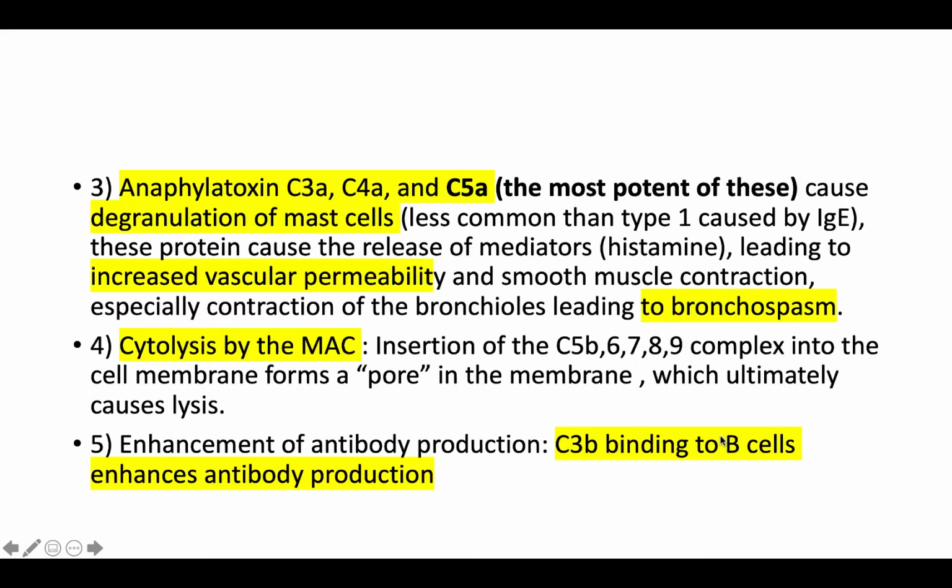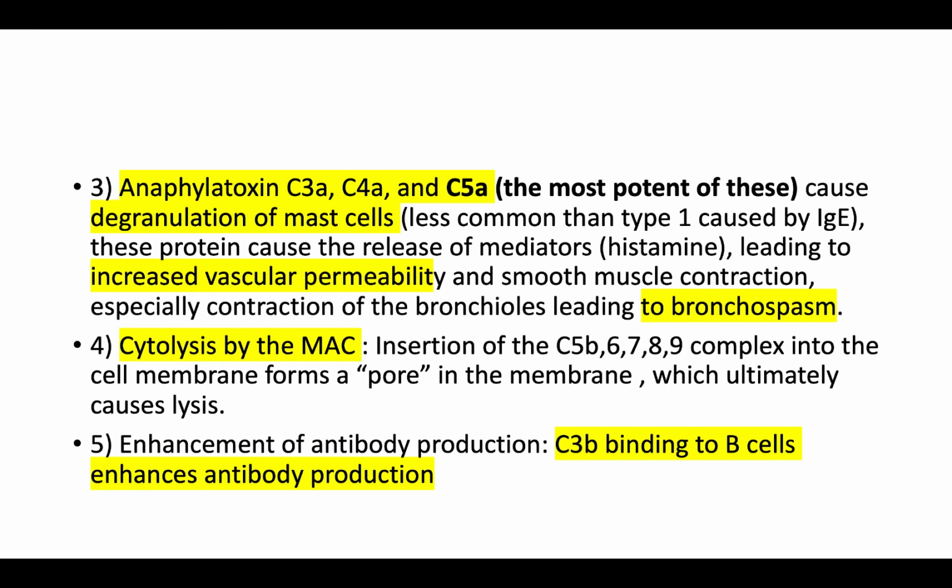Anaphylatoxins, we mentioned them: C3a, C4a, and C5a. C5a is the most potent of these. They cause degranulation of mast cells, and you will have the same effect as anything that activates these mast cells, just like IgE or anything else. You will degranulate all this histamine. You will cause increased vascular permeability and bronchospasm, the same as allergy or type 1 hypersensitivity caused by IgE. So this is very, very important. Anaphylatoxins: C3a, C4a, and C5a.